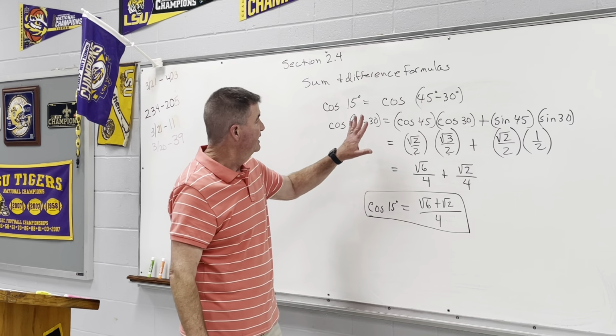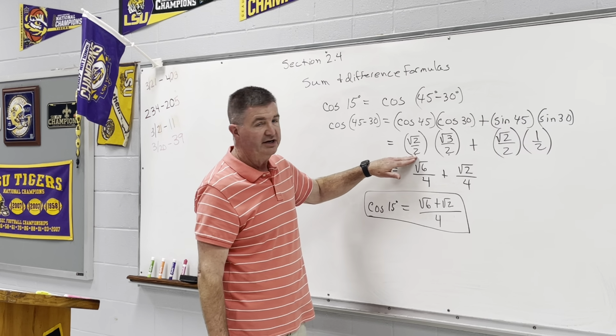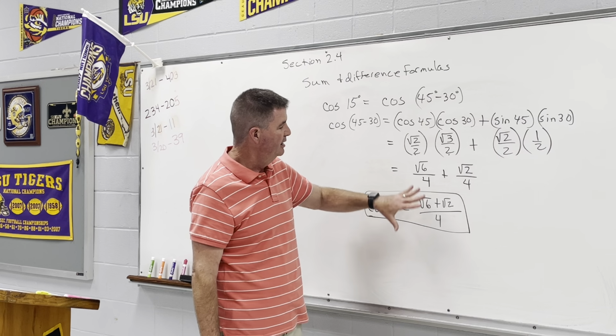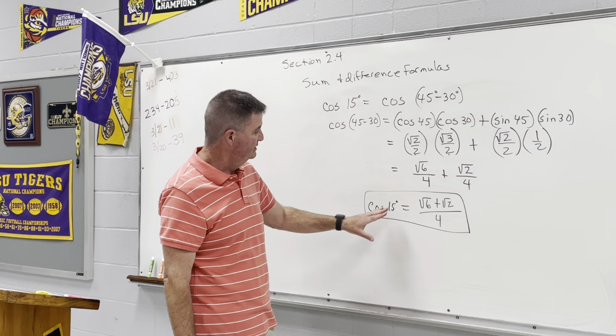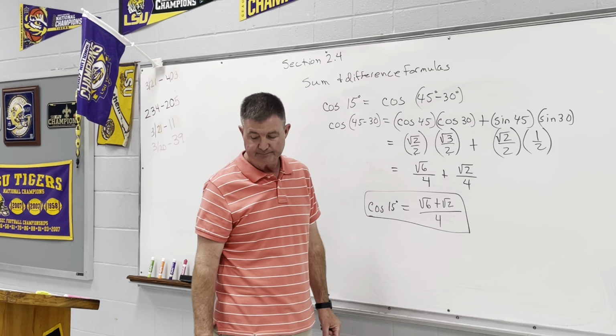Again, we're taking angles that we know, we're putting them into the formula, we know the values of each one of the things that we're putting in, and we simplify it. This is the exact value, we have to leave it as radicals.